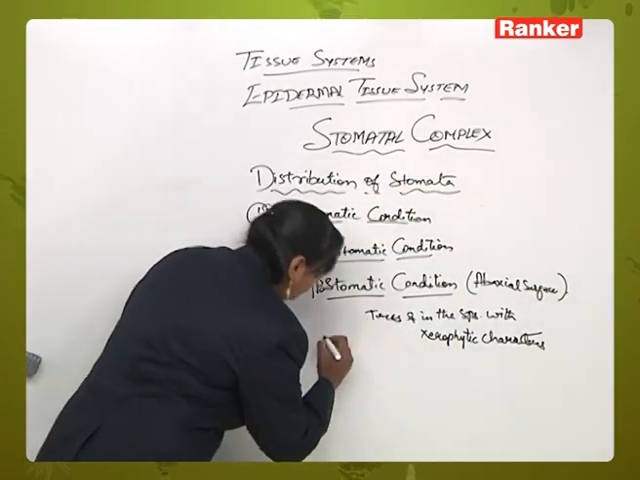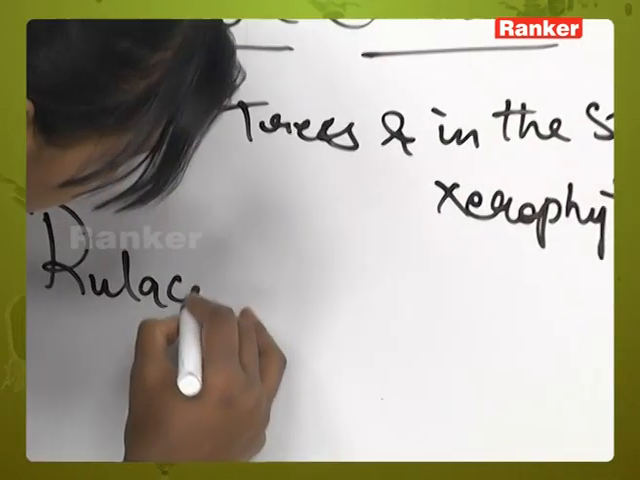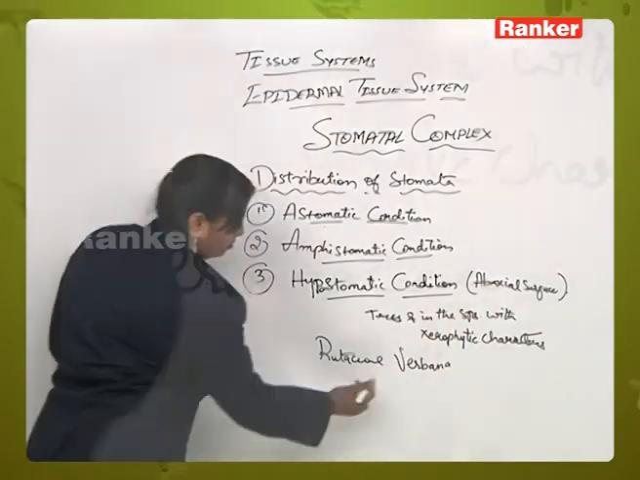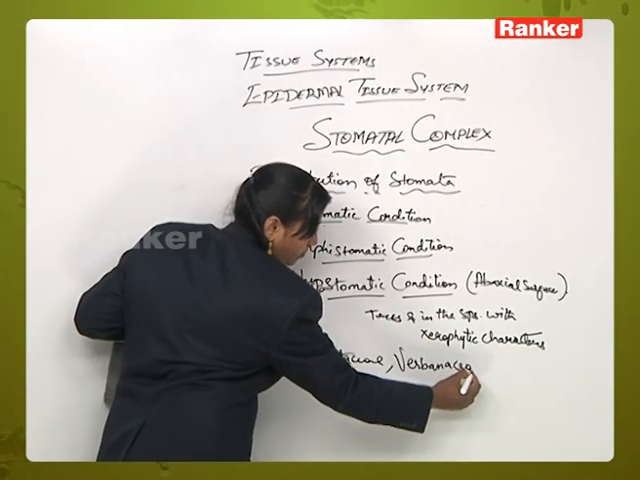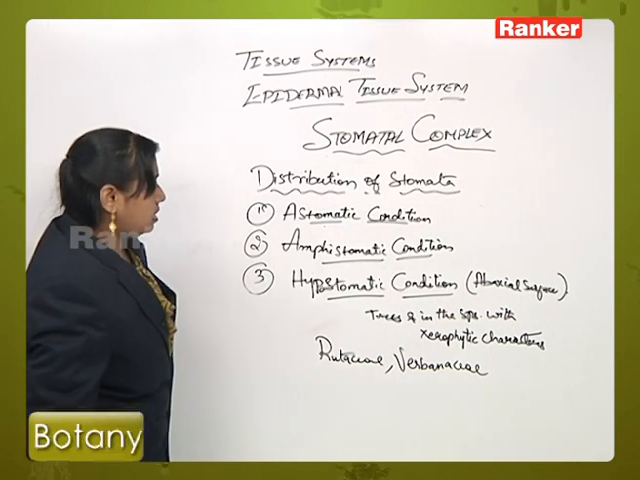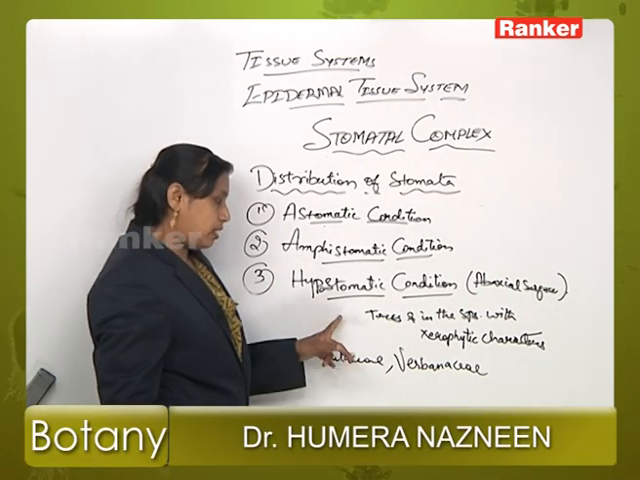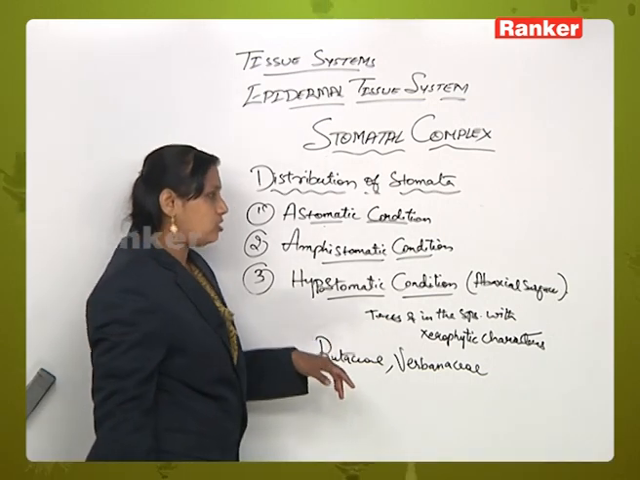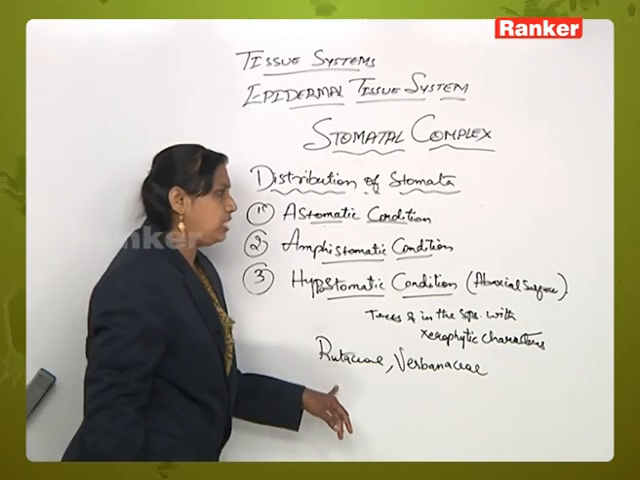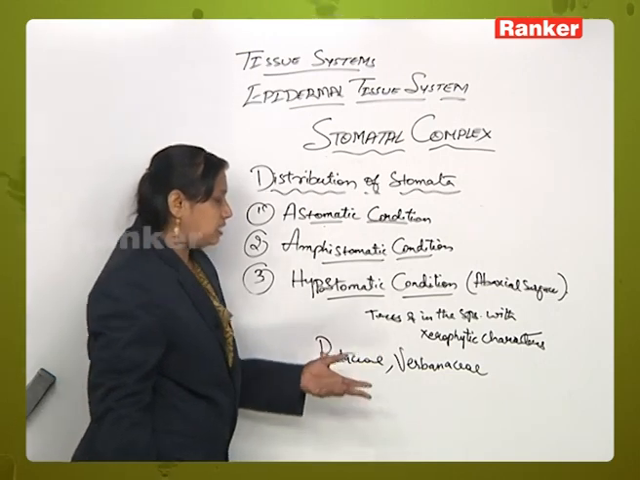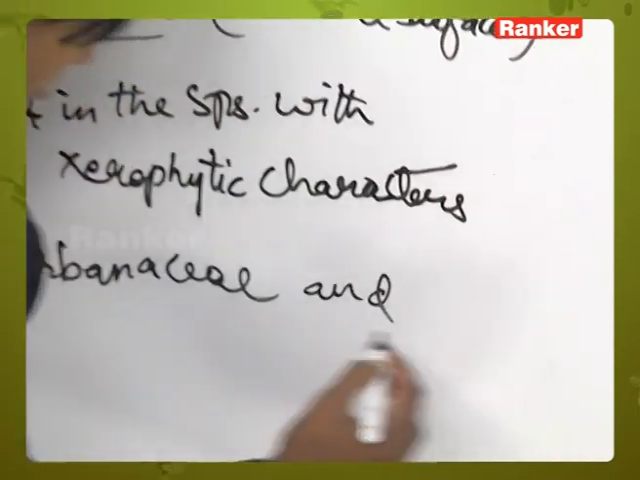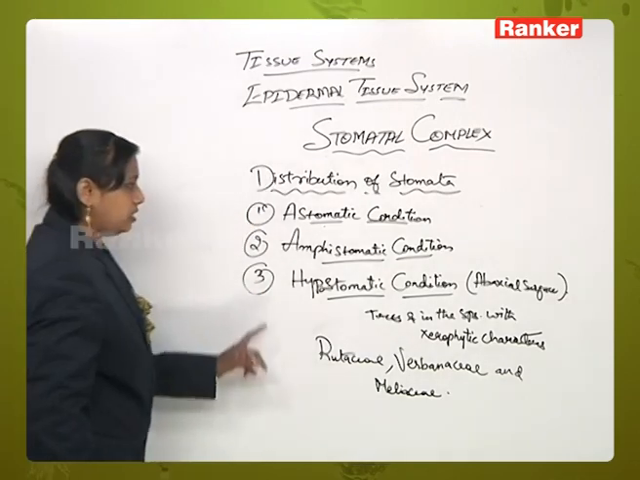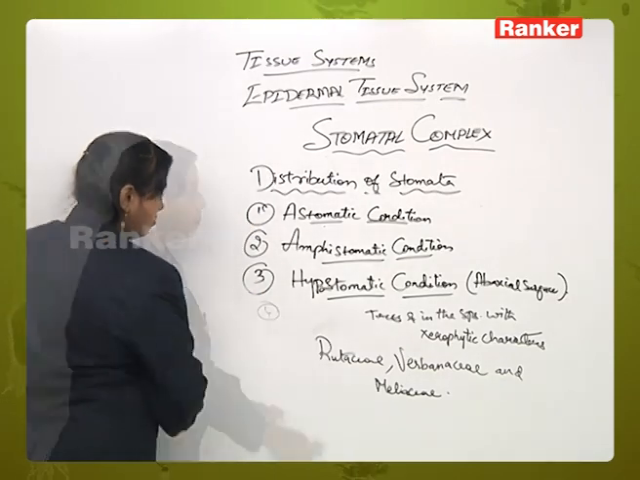Plants belonging to Rutaceae, Verbenaceae and Meliaceae also show this. So hypostomatic condition is a condition where the stomata is present towards the lower epidermis, normally seen in the trees and in the species with xerophytic characters. Okay, this is the third one. Another, the fourth one, is epistomatic.